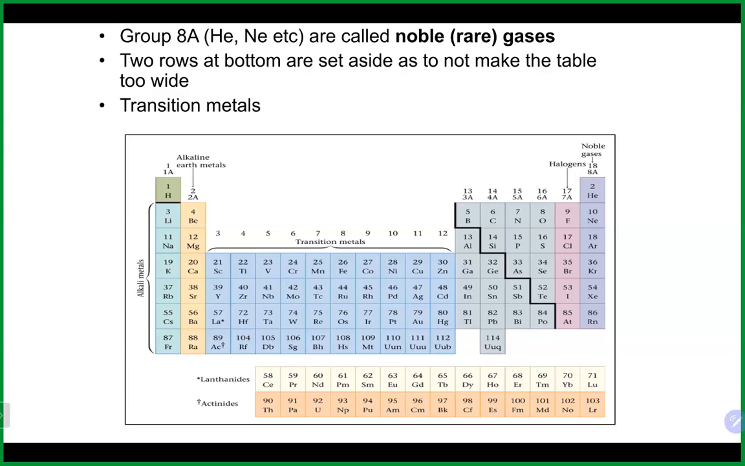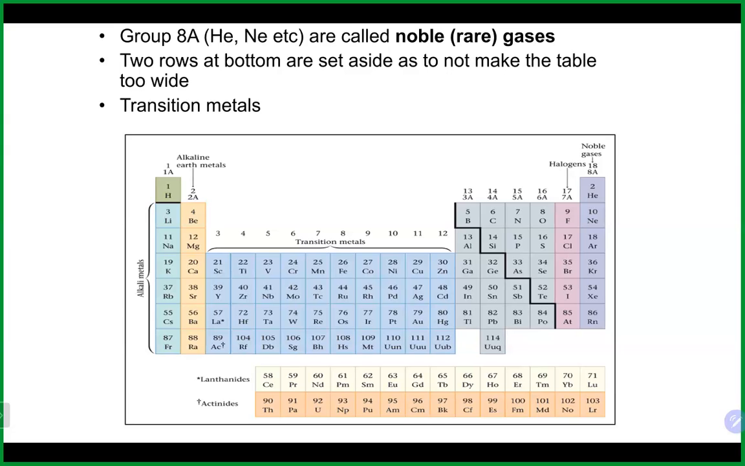And as we'll talk about when we talk about bonding, pretty much the whole point of all bonding is for everybody to become like noble gases and be very happy with themselves and not very reactive and very stable. So noble gases are very stable because they're not looking to react. They're not looking to gain electrons, lose electrons, or share electrons. They're just really happy with the amount of electrons that they've got going on.